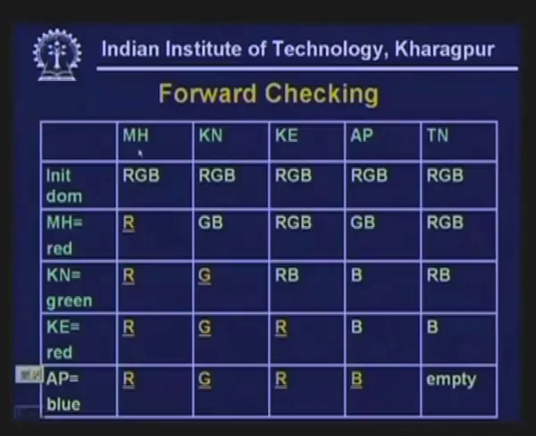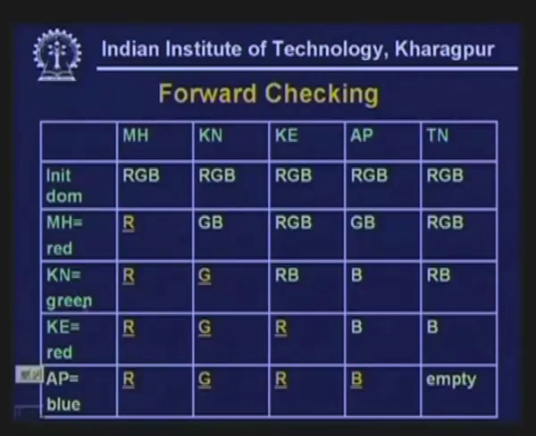Initially, we have 5 variables MH, Kn, Ke, Ep and Tn. Each of these variables can take each of the 3 values red, green and blue. When we set MH equal to red, Kn and Ep are neighbors of MH, so they can be either G or B, the others can be RGB.